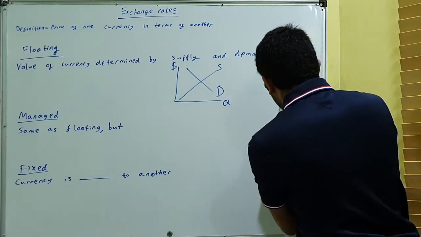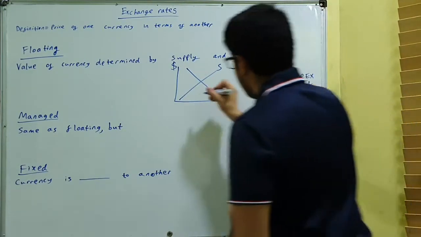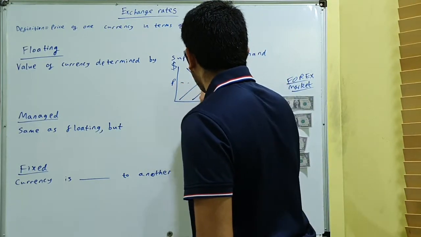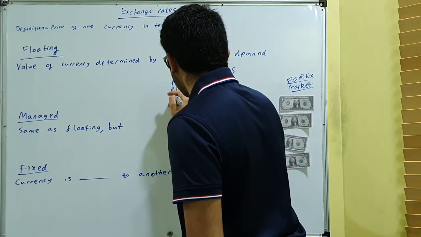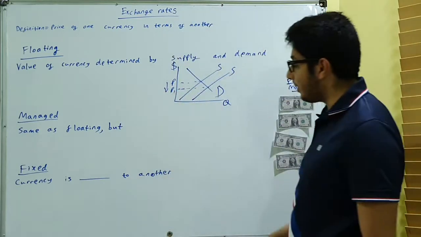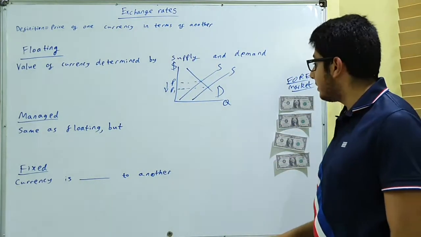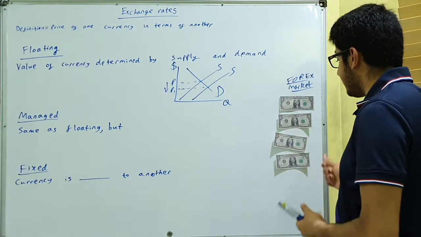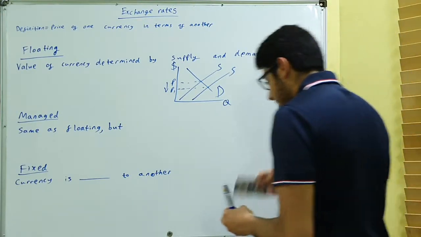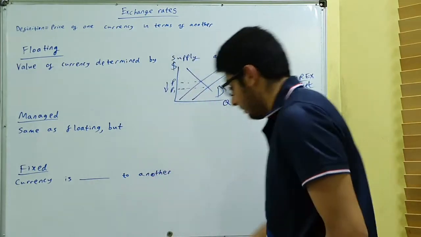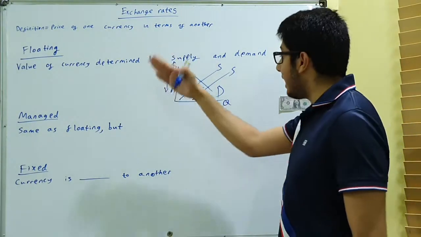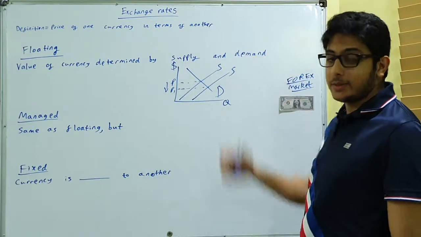then what happens is the price of the dollar in terms of other currencies goes down. It depreciates. Okay? If the supply of the dollar on the foreign exchange market decreases, then supply will shift left and it will appreciate.